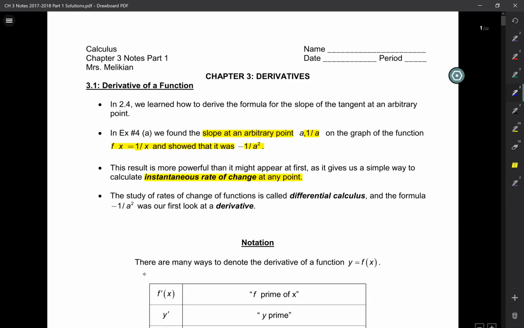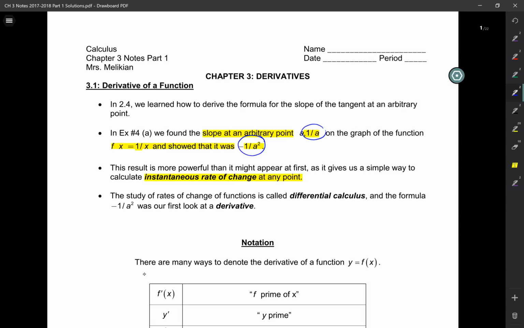Okay, so we had the function 1 over a. We found the slope of the tangent line, and it was negative 1 over a squared. That means at any point, a equals 2, a equals 4, a equals 5, I could just plug it into negative 1 over a squared, and I can find the instantaneous rate of change right then and there. Okay?